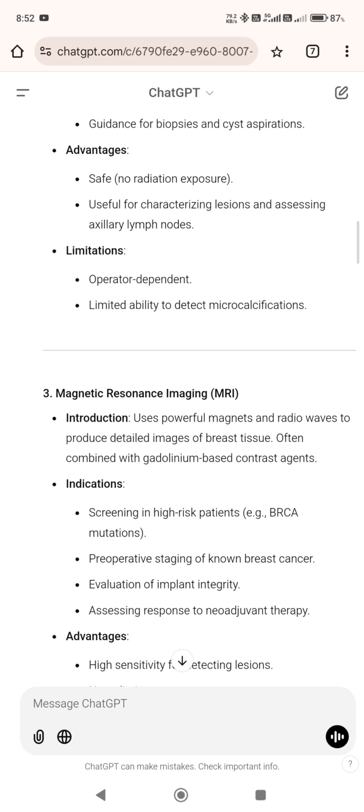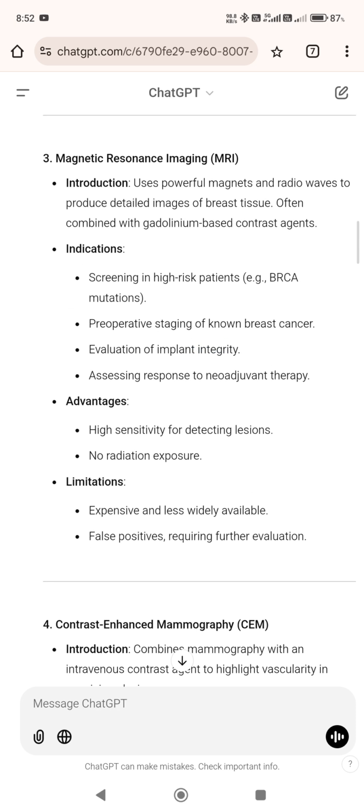3. Magnetic resonance imaging, MRI. Introduction: uses powerful magnets and radio waves to produce detailed images of breast tissue, often combined with gadolinium-based contrast agents. Indications: screening in high-risk patients, e.g. BRCA mutations, preoperative staging of known breast cancer, evaluation of implant integrity, assessing response to neoadjuvant therapy. Advantages: high sensitivity for detecting lesions, no radiation exposure. Limitations: expensive and less widely available. False positives, requiring further evaluation.